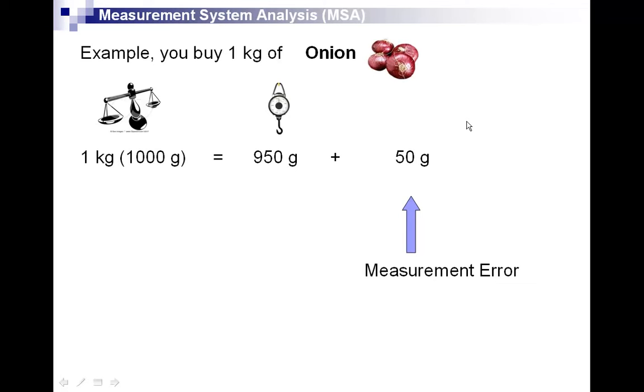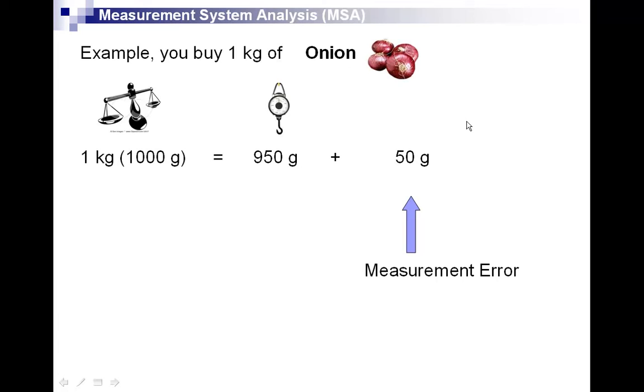Now in this situation you have two options, and out of two options it's only you who has to take a call which one to choose. Option 1, you can go back to the seller and ask for the remaining 50 grams of onion. Option 2, you can decide to bear this loss.